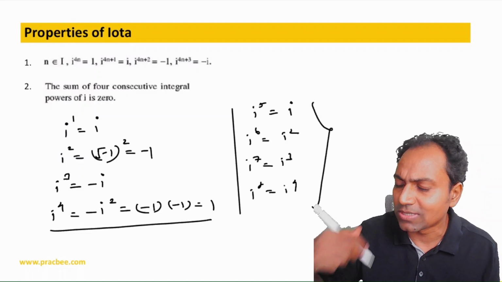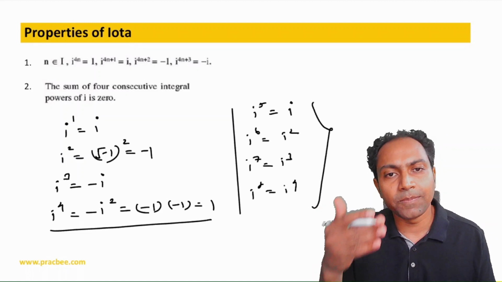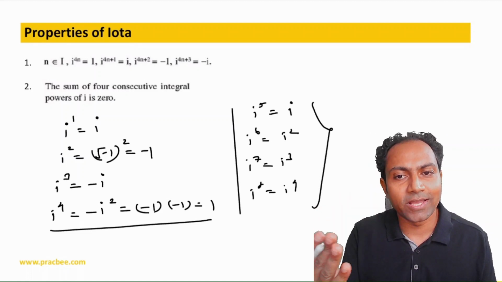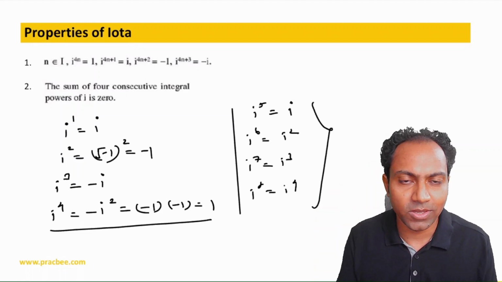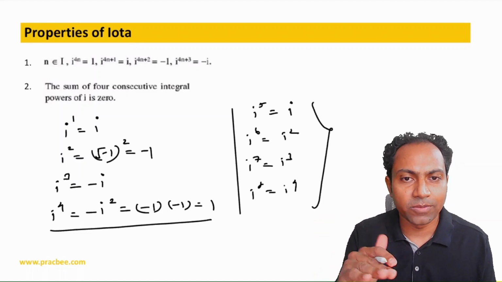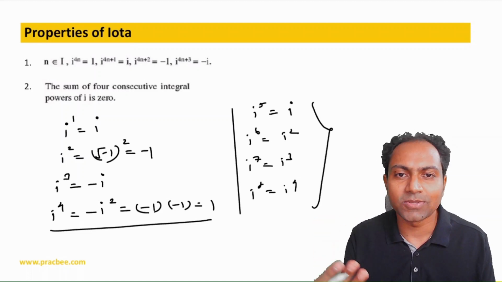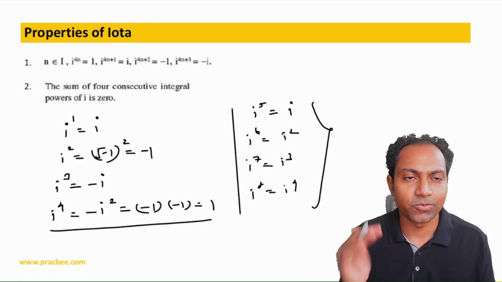You can see that this process is cyclic in nature. And if you take any power of iota as 4n type, then you can see that the answer will come out to be 1. If I take 4n plus 1, it becomes iota. 4n plus 2, it becomes iota square. And 4n plus 3, it becomes iota cube.